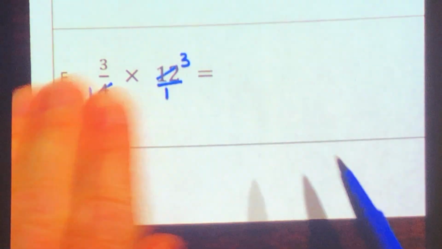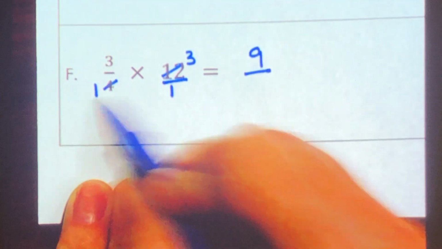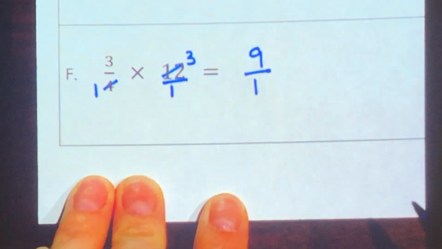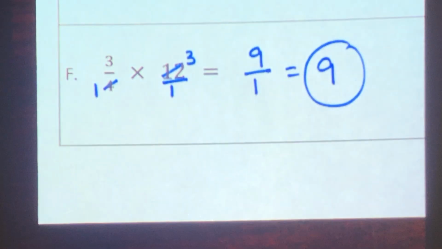Now we're ready. We multiply across the top. 3 times 3 is 9. And across the bottom, 1 times 1 is 1. And 9 over 1 is improper, and we can't have that. 9 divided by 1 is 9. And you are done. Good job.